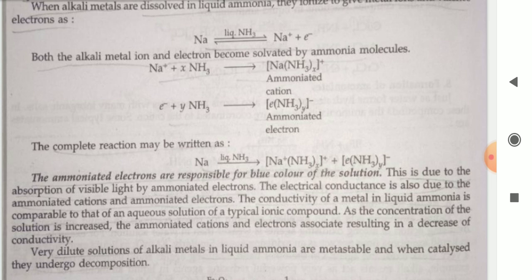The conductivity of a metal in pure ammonia is comparable to that of an aqueous solution of a typical ionic compound. As the concentration of the solution is increased, the ammoniated cation and electron associate, resulting in a decrease of conductivity. Very dilute solutions of alkali metals in liquid ammonia are metastable and, when catalyzed, they undergo decomposition.